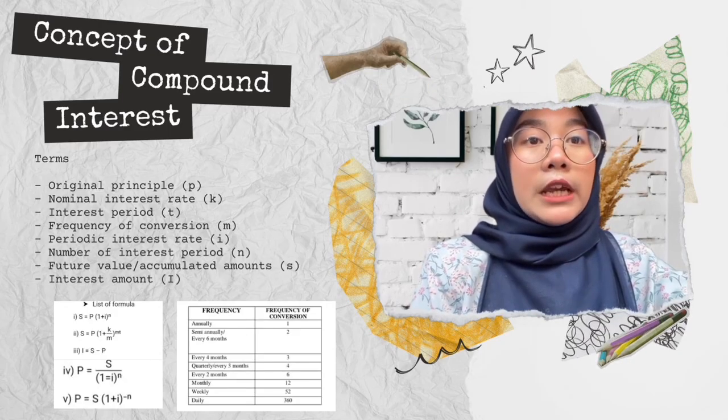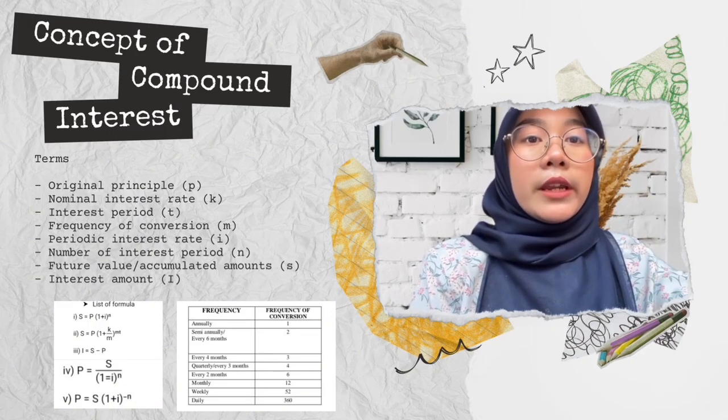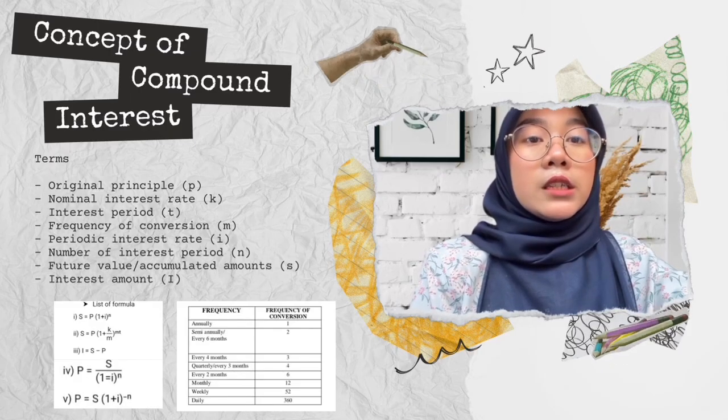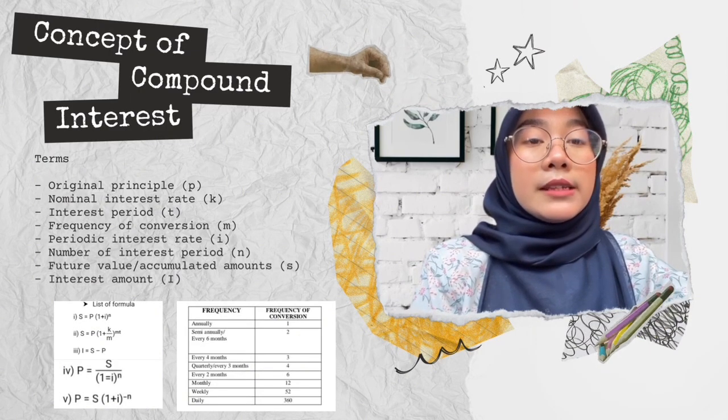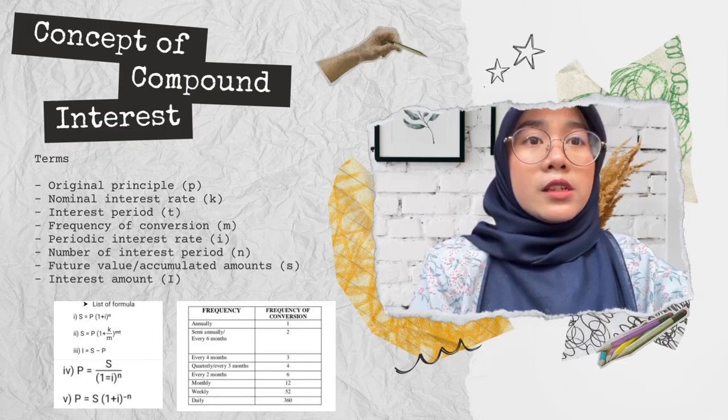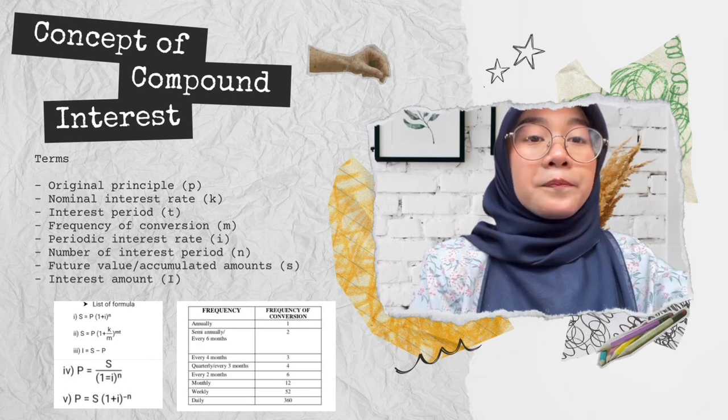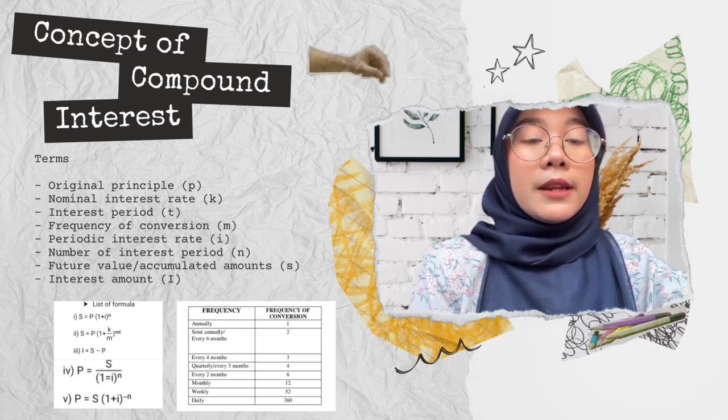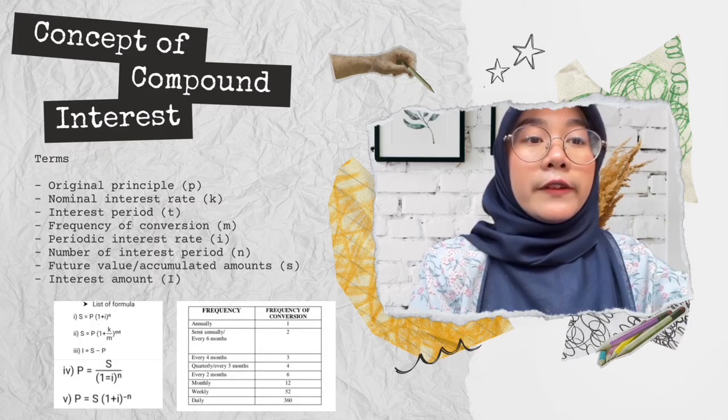The list of formulas, there are 4 of them. Formula 1: S equals P multiplied by open bracket 1 plus i close bracket raised to the power of N. Formula 2: interest equals the accumulated amount minus the principal amount. Formula 3: P equals S divided by open bracket 1 plus i close bracket raised to the power of N. And the last formula: P equals S multiplied by open bracket 1 plus i close bracket raised to the power of negative N.